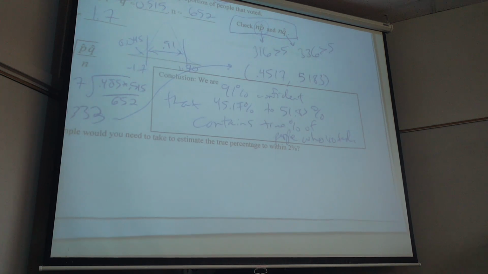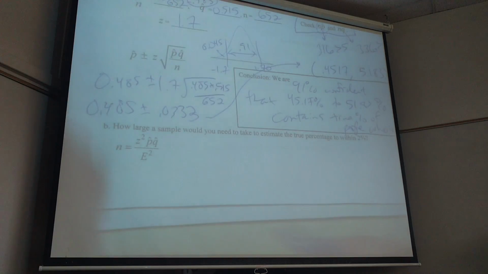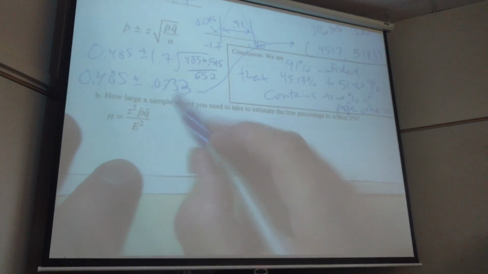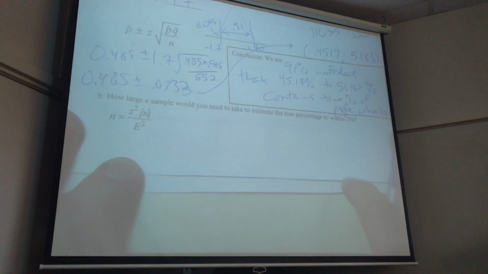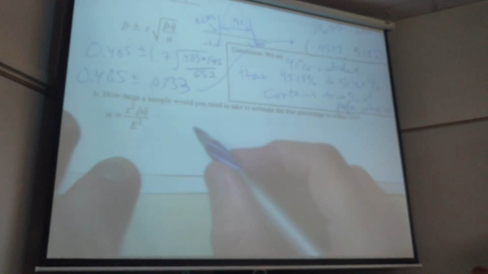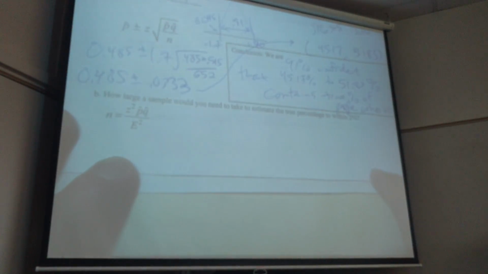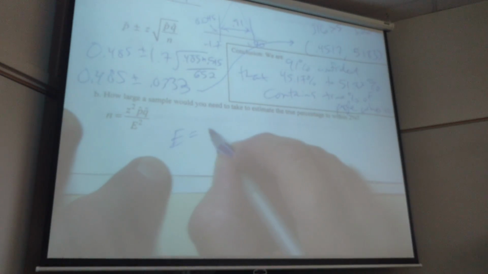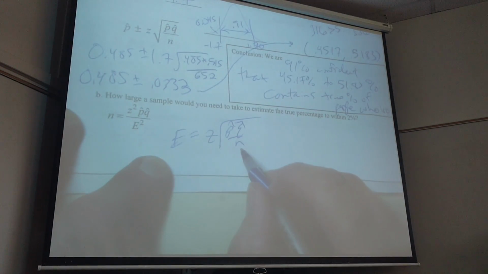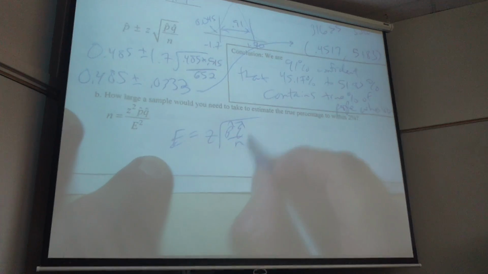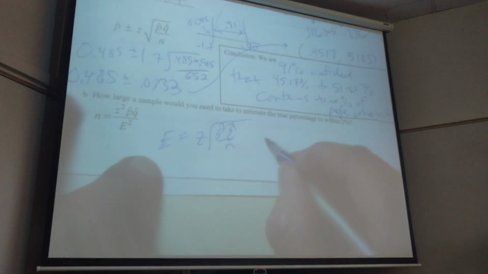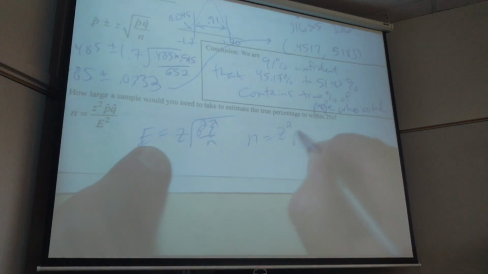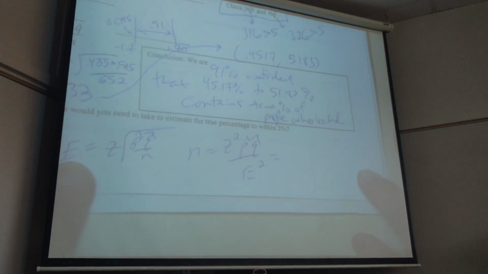All right. Now here's the part that I was hoping somebody would wonder where the hell that came from. Probably the same place the other one came from. If I take the error to be this piece of it, and I solve for n, so I can square everything, and then I can multiply the n up and divide the e down, I get n equals z squared p hat q hat over e squared. That's the formula. It's the same way we got the other n.